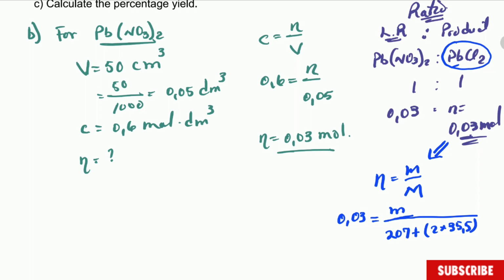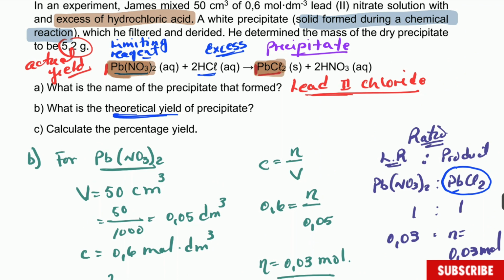Guys, this is just simple maths, but when you substitute, you get that the mass is going to be equal to 8.34, let me see, yes, 8.34 grams. That is the answer for question B. This is the theoretical yield of this reaction. So theoretical yield means in theory how much you could be getting. It doesn't mean you're going to get that amount. In actual fact, if you go to the question, James did not get that amount, he got only 5.2.